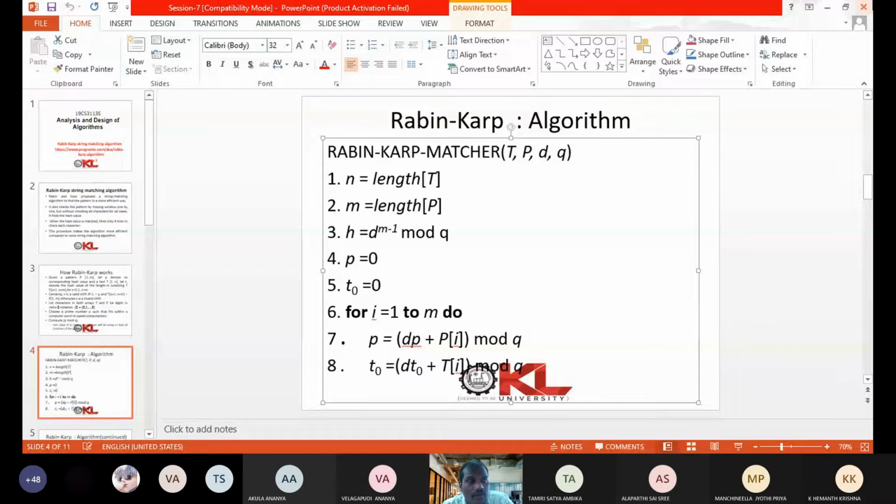Sometimes the hash value will be the same, but the actual characters differ. For example, if one string contains 1 2 3 and another string contains 1 3 2, the hash value is the same, but still the characters are different. So in that case, we compare characters one by one. When they are the same, only then will we move forward.